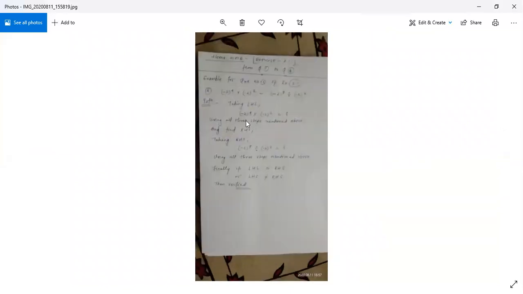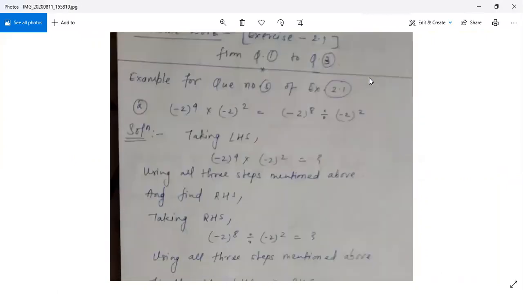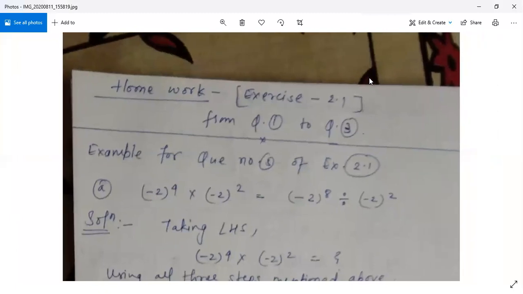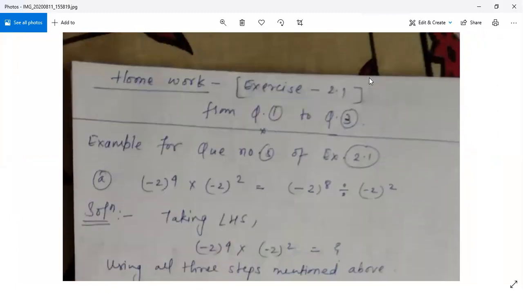Then you have a homework. Let me remind you that you have to solve exercise 2.1 from your book. Let me show you the part, and from there you can see and write down your questions.